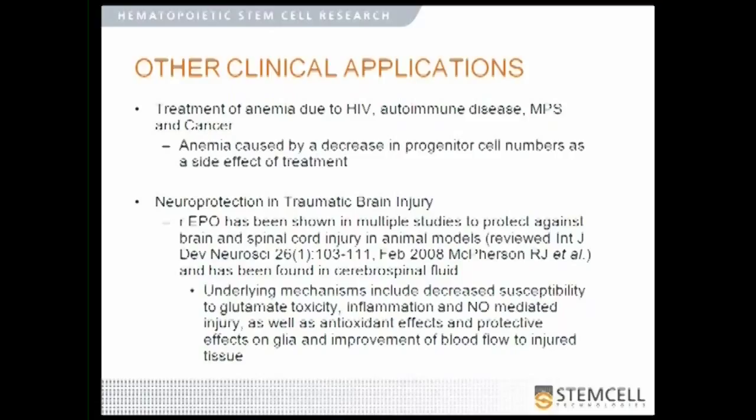More recently, EPO has entered into clinical trials as a neuroprotective agent, and there is now a growing body of evidence to show that EPO has a protective function in traumatic brain injury, as reviewed in this recent article in Developmental Neuroscience. Interestingly, EPO has been found in cerebrospinal fluid, indicating, at least in the case of injury, that EPO can cross the blood-brain barrier.